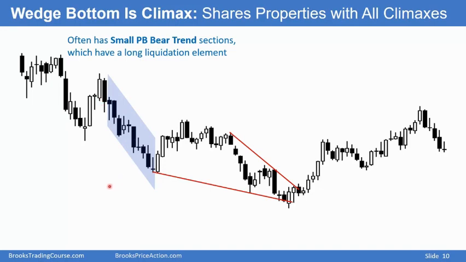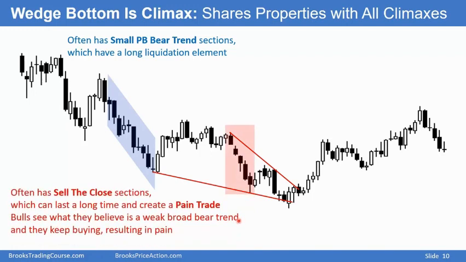And that has an element of long liquidation. Bulls keep buying, and they decide they bought too soon, they have to sell, they have to liquidate. And that's happening repeatedly here. A tight channel, a small pullback bear trend, that is climactic. Here it has a series of small sell climaxes. A wedge bottom usually has different types of sell climaxes within it. Here we have a 5-bar sell to close type of sell climax.